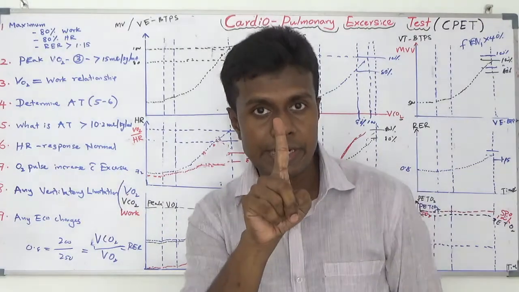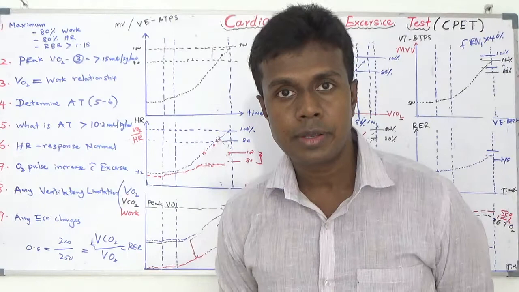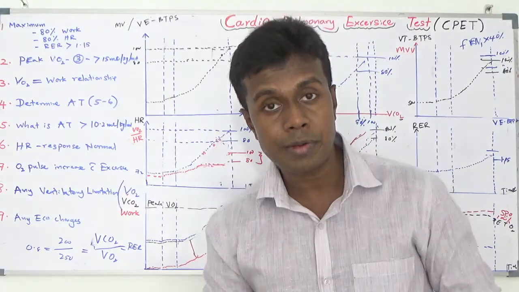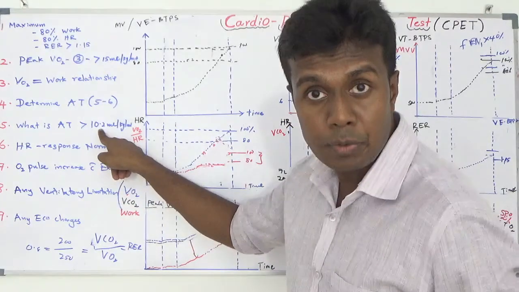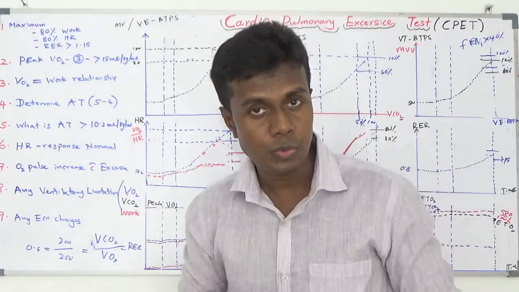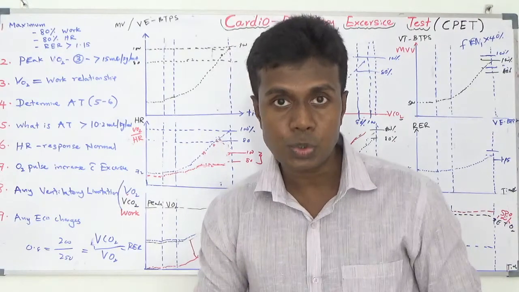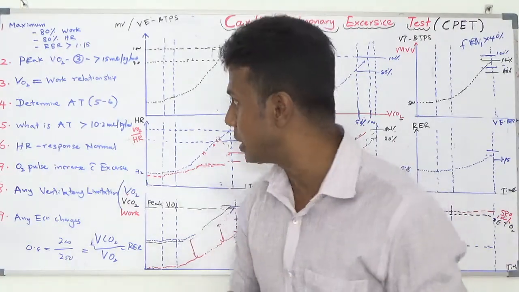If it is less than that, you can't do major surgery. The patient has a high risk of post-operative complications. So if it is more than 10.2, you can happily do it. If it is less than 10.2, you have to consider other options.